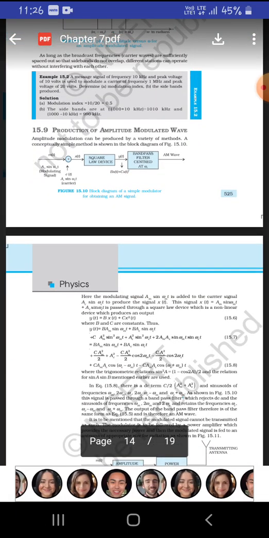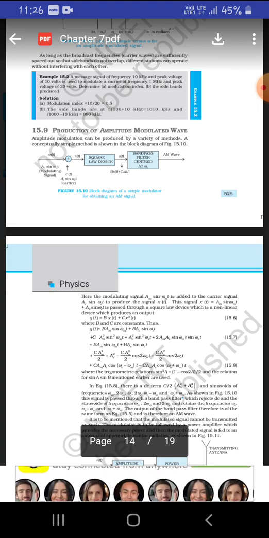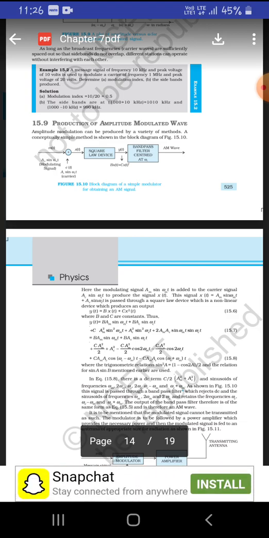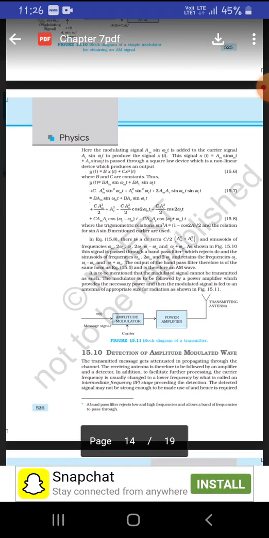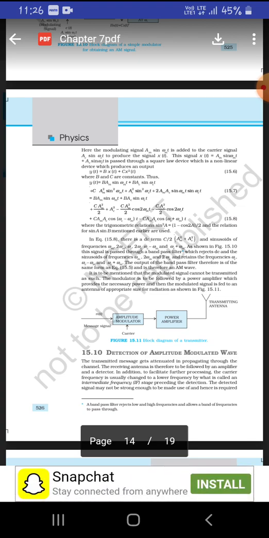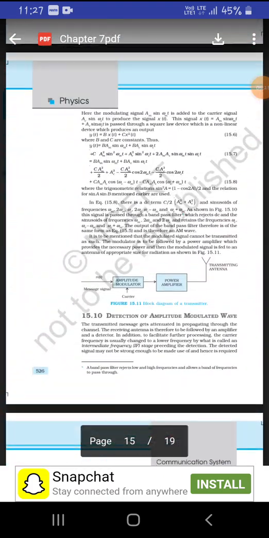Next is production of the amplitude modulated wave. First it goes to the square law device, and from there it goes to a band pass filter centered at the carrier frequency, where it gets filtered. Here is the block diagram of a transmitter: the message signal goes to the amplitude modulator with the carrier and power amplifier, and from there to the transmitting antenna, which sends it in the direction it has to go.